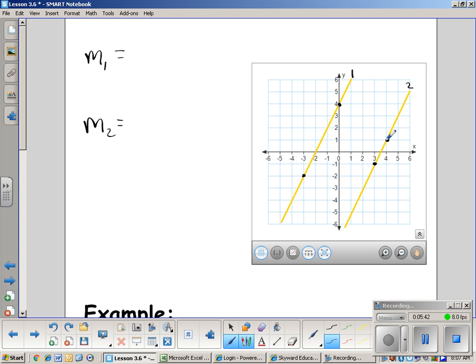And the question is, are lines 1 and 2 parallel? You can't really label lines and numbers, but I did here because I'm not focused on the labeling here. I'm focused on how do we figure if they're parallel or not.